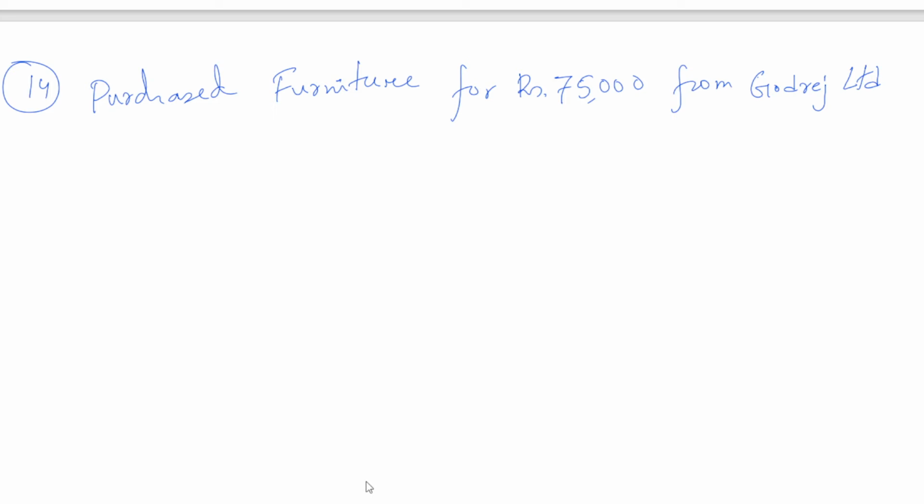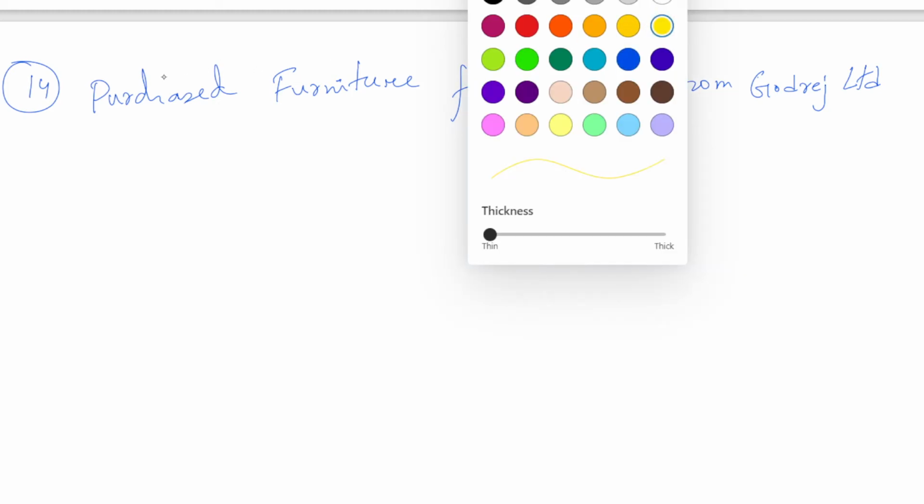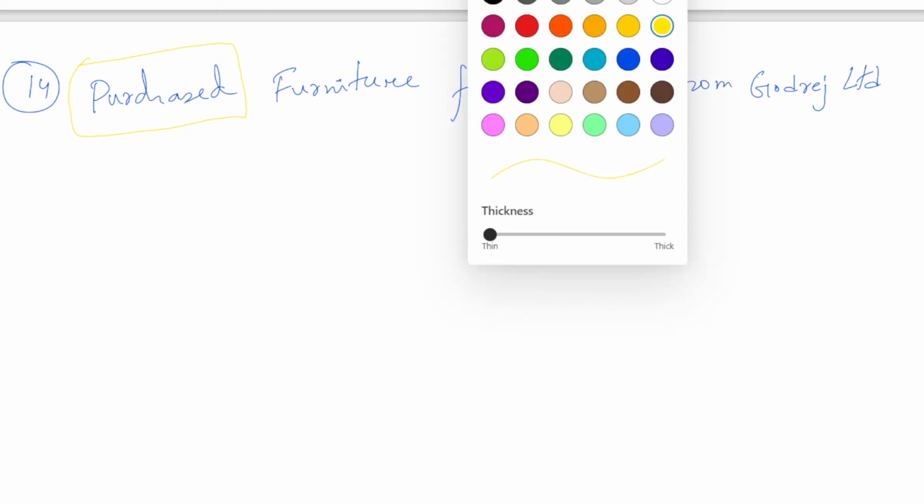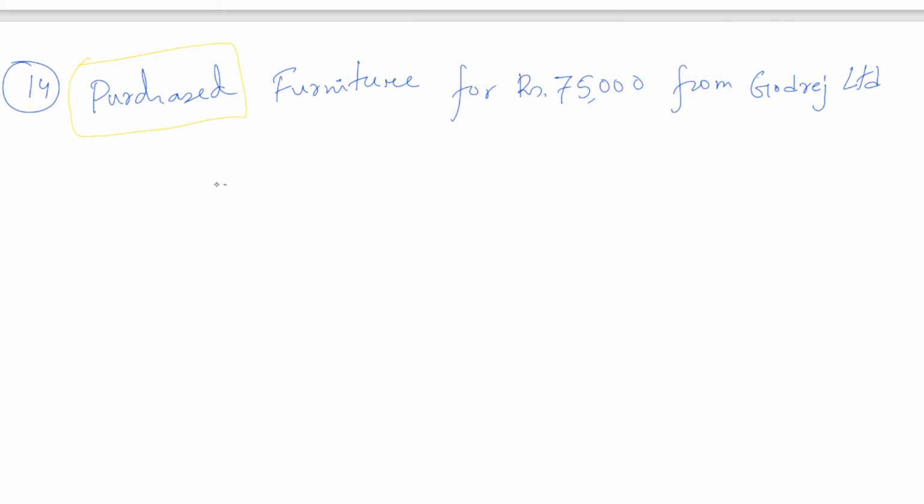So see, don't get confused with the terminology. Here also the purchase term is used. While we have purchased goods, we have also used the purchase term, but the terms are not important. Purchase, sale, like this. But what is being purchased is important. What is being purchased here? Purchase furniture. So we will write purchase, right?